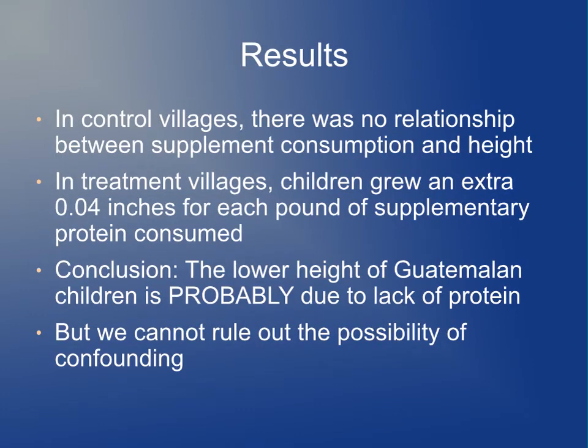And the results were that in the control village, the amount of supplement they had had no association with their height, but in the treatment village, the children grew about an extra 0.04 inches for every pound of supplementary protein that they consumed. So the conclusion was that the lower height of Guatemalan children is most likely due to lack of protein, but we still can't rule out the possibility of confounding, that maybe the health care was better in one village, or who knows what's going on.